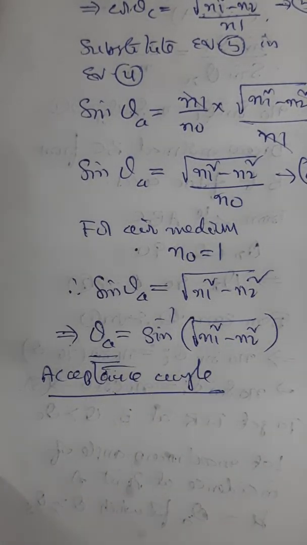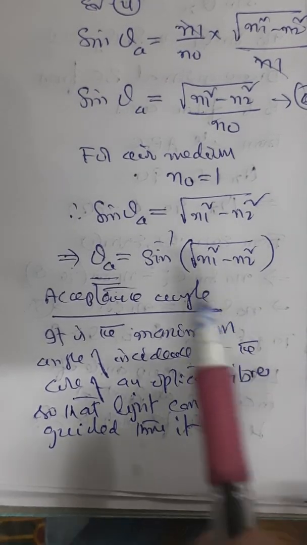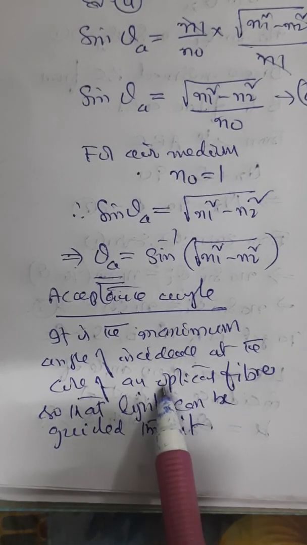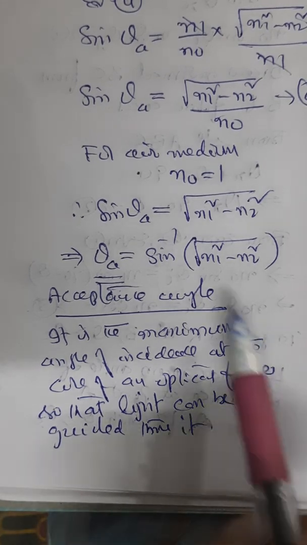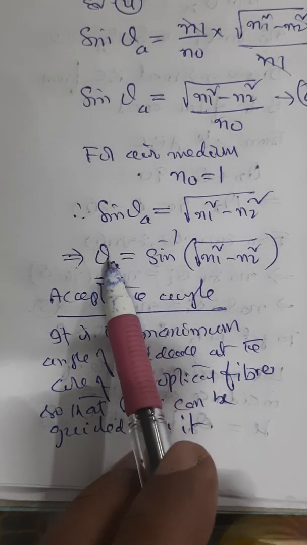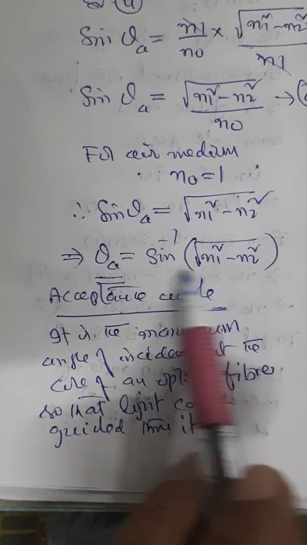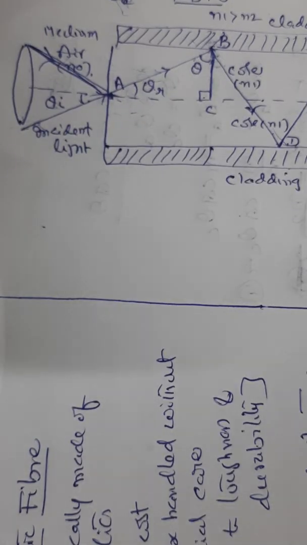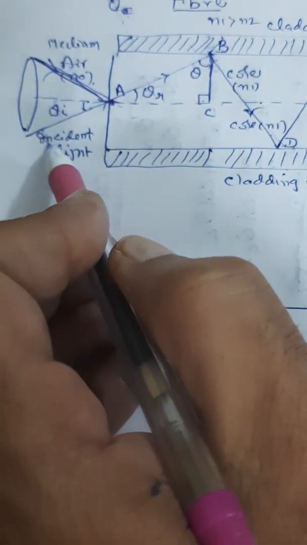So how do we define acceptance angle now? This is how you can define acceptance angle. It is the maximum angle of incidence at the core of an optical fiber so that the light can be guided through it. This is what is called acceptance angle, represented as theta A. This is the mathematical expression for the acceptance angle of an optical fiber. From this also you can understand acceptance angle. Light is incident from here. So this is the maximum limit.